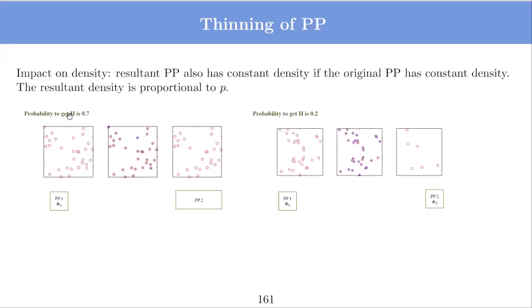So if I retain with probability 0.7, starting from the original, I do a thinning, and all the points which have crossed are retained. So I get this point process. And if I retain with probability 0.2, I get an even smaller number of points. So as your retaining probability decreases, you get less density in the final output.